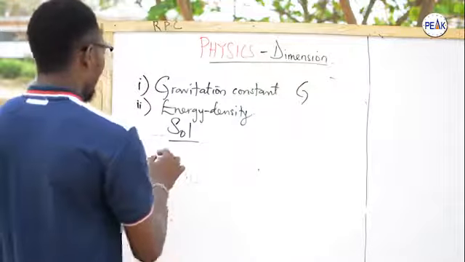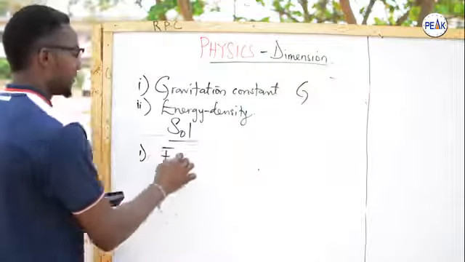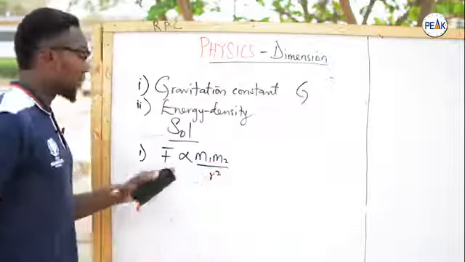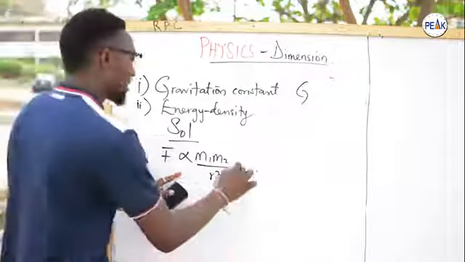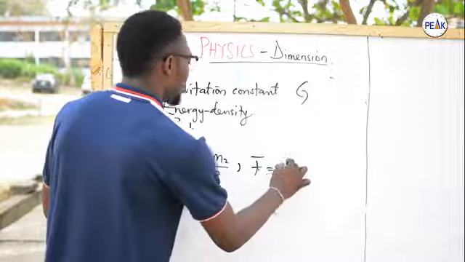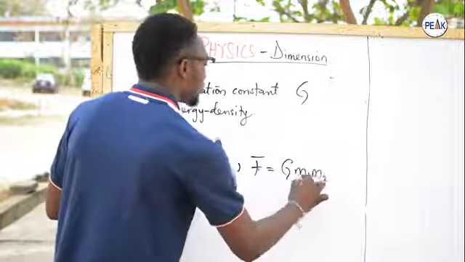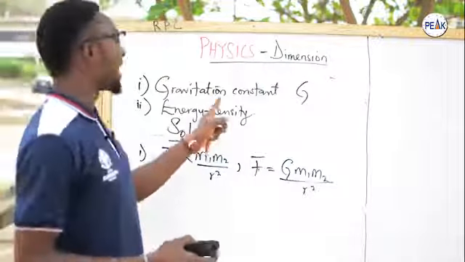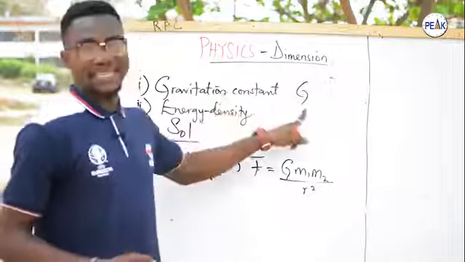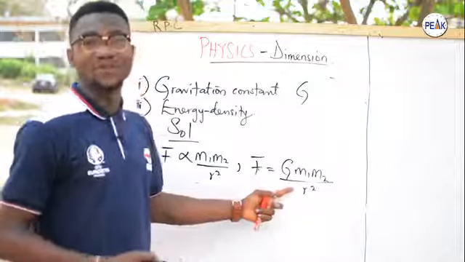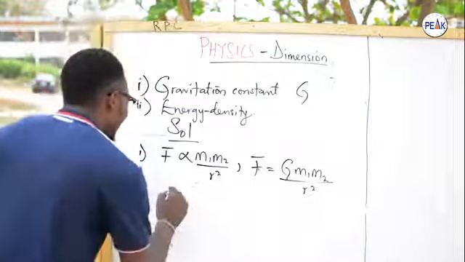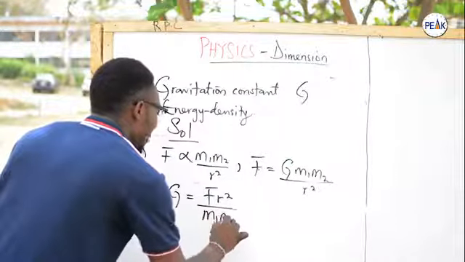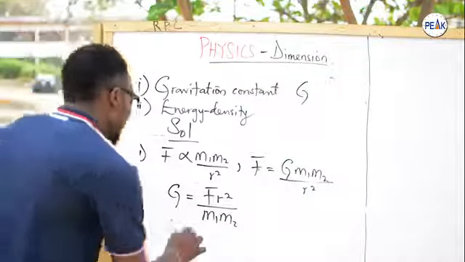So from what I said just now, F is directly proportional to M1 M2 over R squared. If I introduce my equal to sign, I'm going to have a constant of proportionality. So I have F equals G M1 M2 divided by R squared. I asked you to find the dimension of the gravitational constant G, so what you need to do is make G the subject of the formula from this equation. That means G is F R squared divided by M1 M2. Now let me split it out well so that it will be clear.